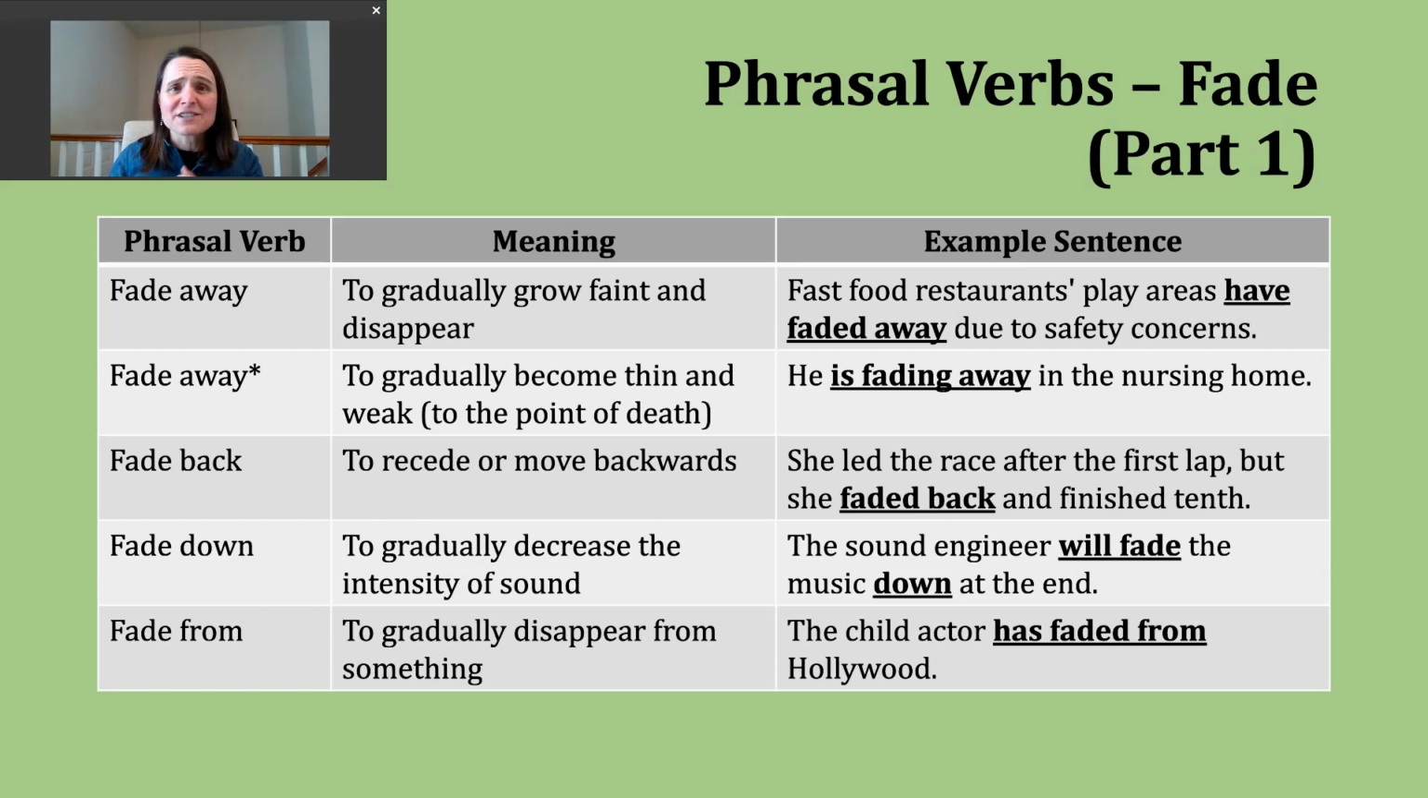And I'm realizing as I talked about fade back, I forgot to point out that was a simple past tense example. Okay. Now let's try another phrasal verb. The next one is to fade from. We use this many times to talk about gradually disappearing from something or even some place. An example of this: the child actor has faded from Hollywood.